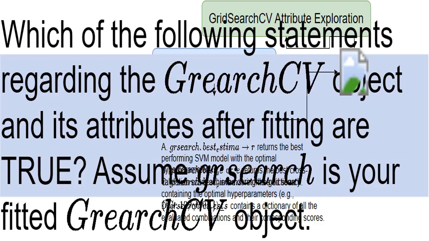This statement refers to the "best_estimator_" attribute. After running GridSearchCV, this attribute holds the entire fitted SVM model that performed best across all the hyperparameter combinations tested. It's already configured with the optimal hyperparameters found during the search.